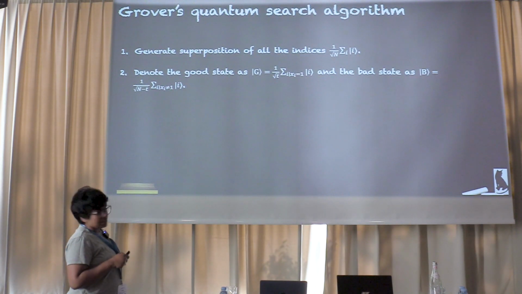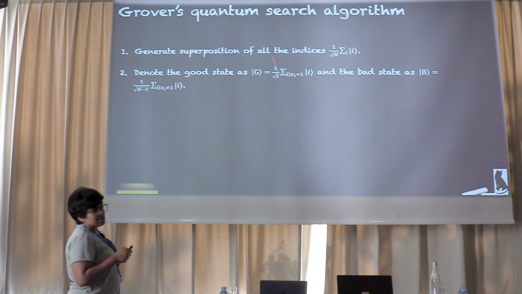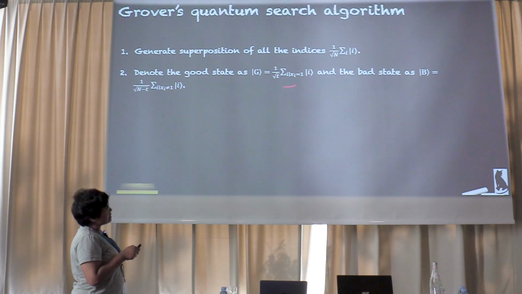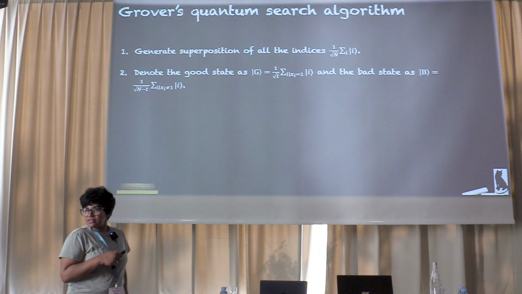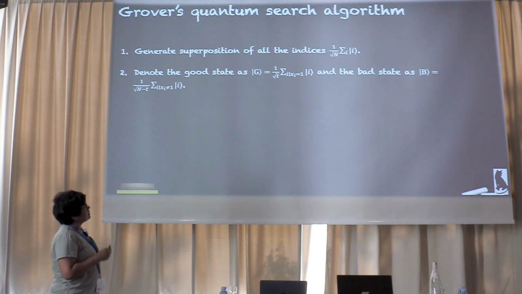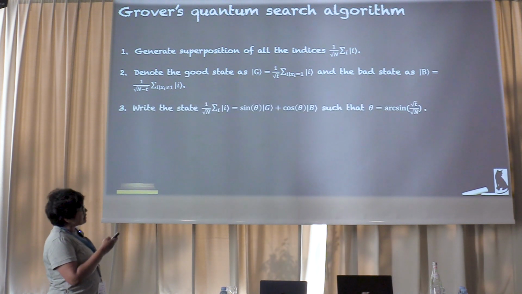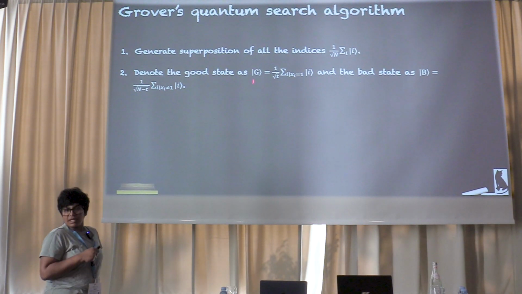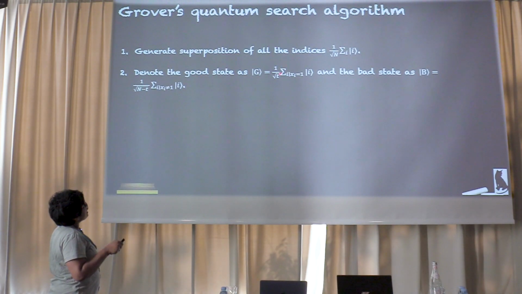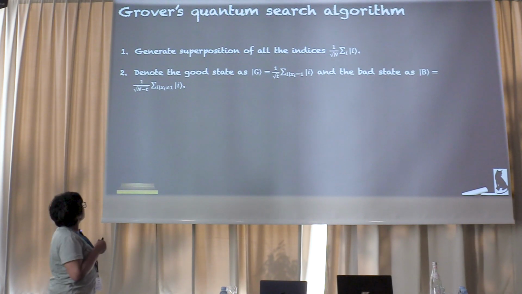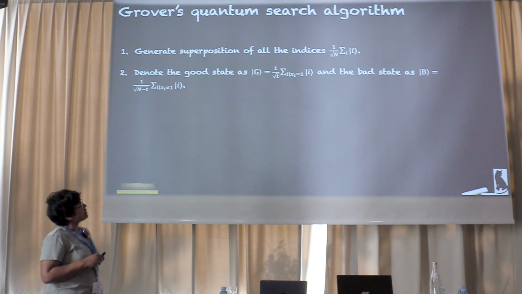Suppose the input that I have has t many indices which are 1. Then my good state will look like this: if I construct a uniform superposition of all these good indices, it is just normalizing the amplitude here. And what will the bad state look like? The bad state will be the rest of the state, which is all the indices that don't have 1. Because I have t many good indices, I should have n minus t many bad indices, and this is what I call the bad state, okay?